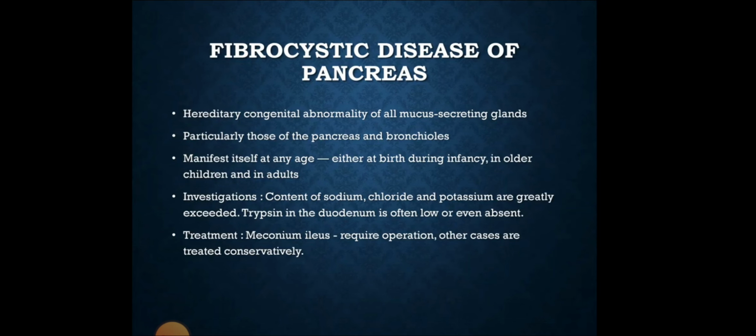So it is an abnormality of the mucus secreting glands. Due to the abnormally secreted mucus, there will be obstruction. That obstruction will lead to retention, will cause distension, and finally rupture. And through the ruptured part, the pancreatic enzymes will escape, and finally it will lead to pancreatitis and fibrosis. According to the age, the symptoms will be manifested, and treatment is mainly conservative management.